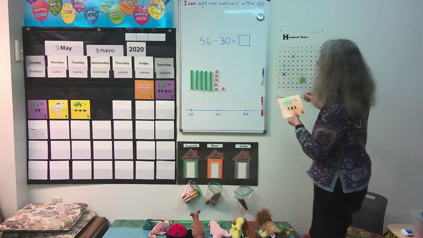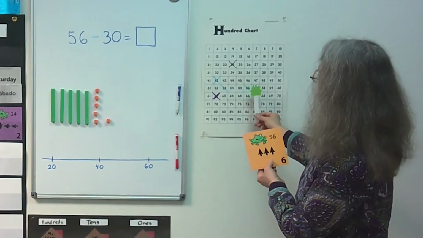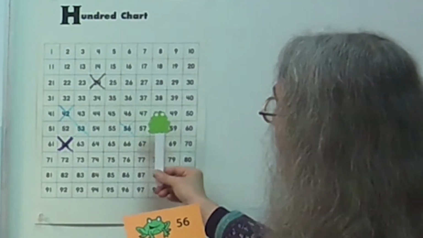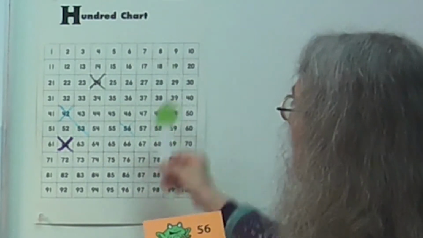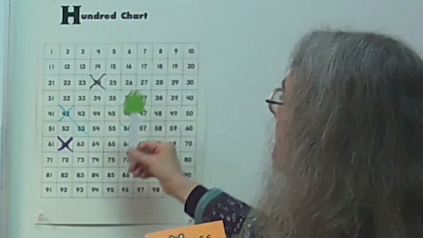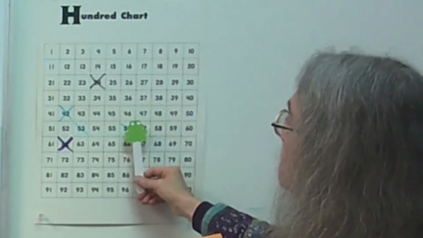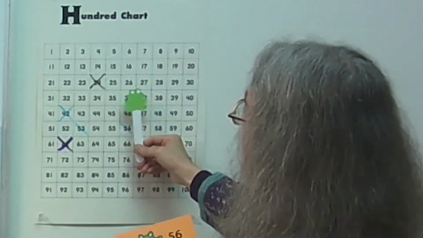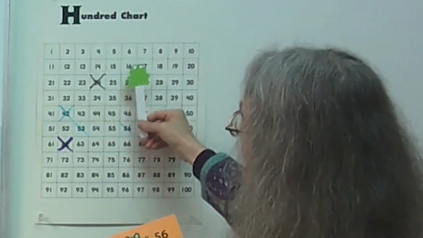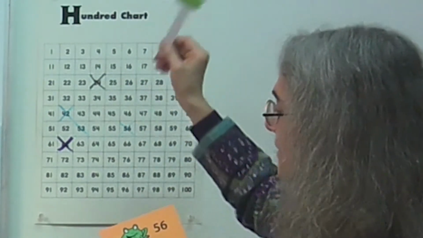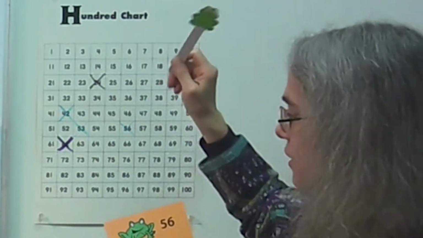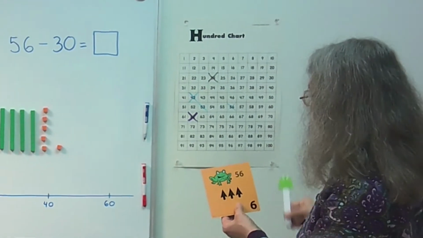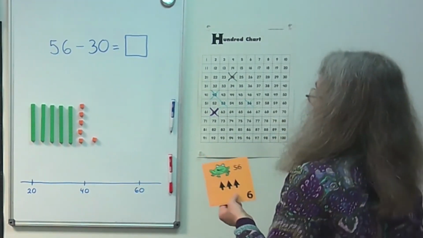I can do it! I can do it! I can jump back 30! Okay, Tad, let's have the kids count back tens with us. Okay, kids, ready with me! Start at the 56! Ready? 46! 36, 26. 26 is the answer, but you better check the other ways too.